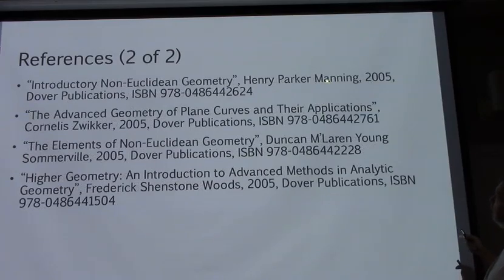Introductory geometry. Manning has actually recapitulated a lot of the stuff that's in Somerville. Zwicker, if you ever want to understand why spirographs look the way they do, that relates to complex numbers and circles. This is the Somerville model that I showed you that holds together. And this is Shenstone Woods' book, which has a lot of that stuff in higher dimensional geometry, like 3, 4, and 5 dimensions.